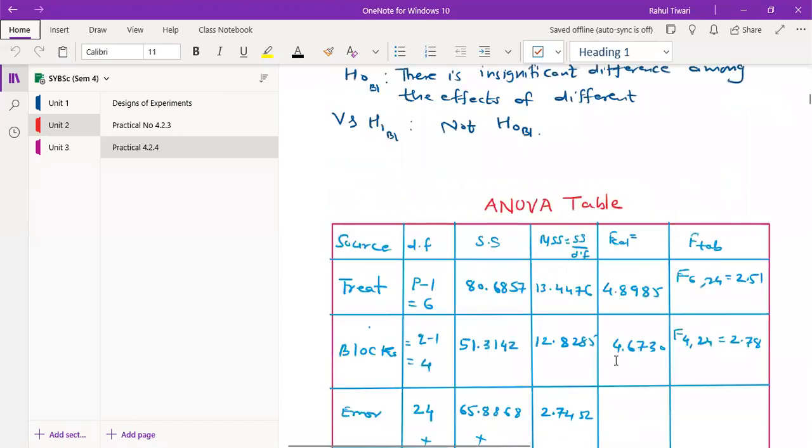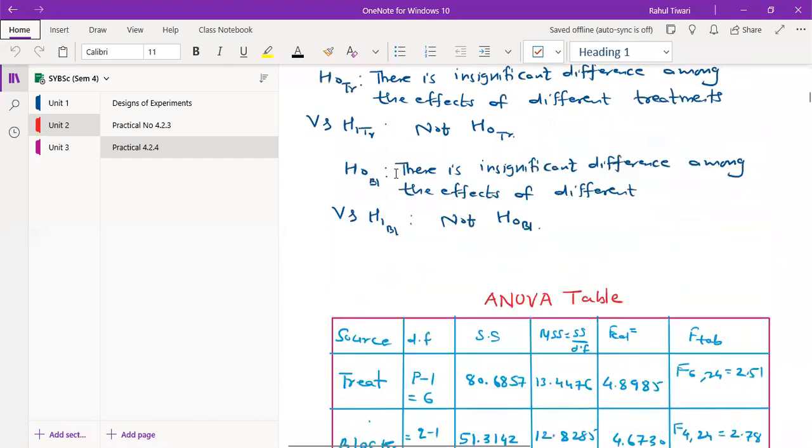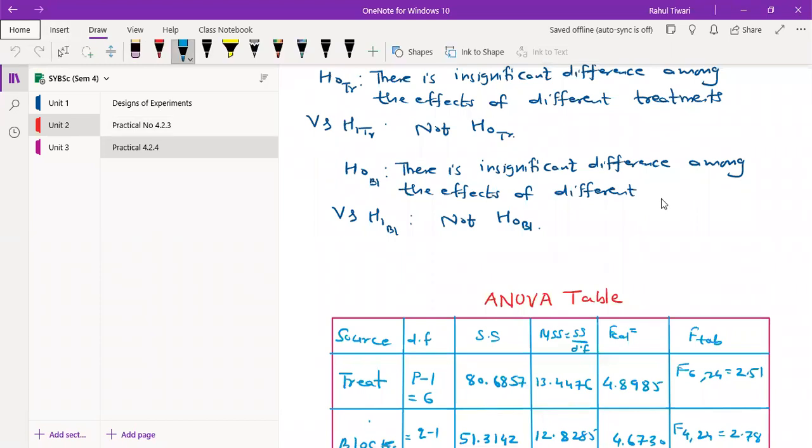And similarly for the blocks also, F cal will be greater than F tab. Okay, so again you are rejecting H naught. That means there is again significant difference among the effects of different blocks. I forgot to write blocks here. You can write on the blocks. This is a block.